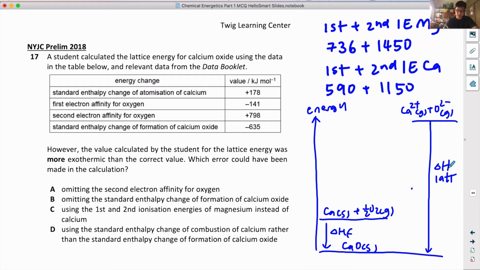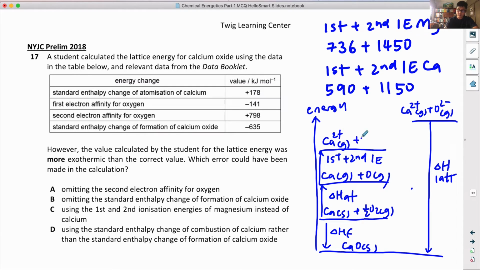So how to get to the lattice energy? Firstly you must do atomization of both calcium and oxygen. You get calcium gas plus O gas. You have to atomize both of them. Next, you have first plus second IE, which is for calcium. Calcium becomes calcium 2 plus gas, and it loses 2 electrons. After that you have first EA and second EA. First EA goes down, second EA goes up. Due to lack of space, this is first EA, this is second EA. Second EA is actually positive. You see that? One negative, followed by positive.